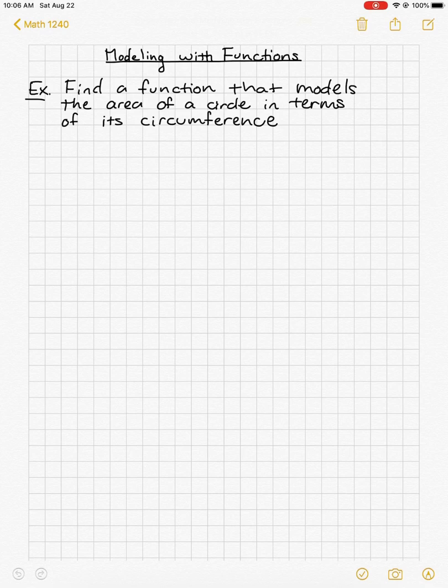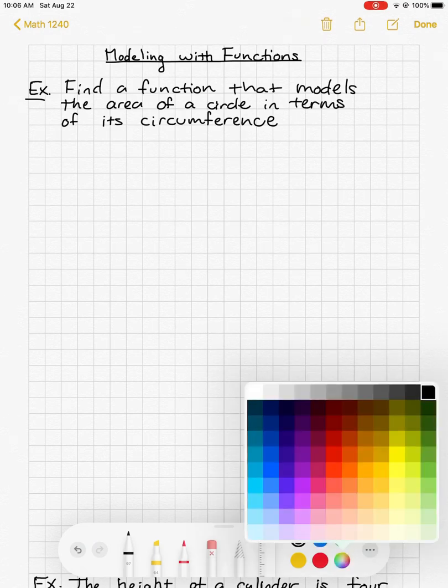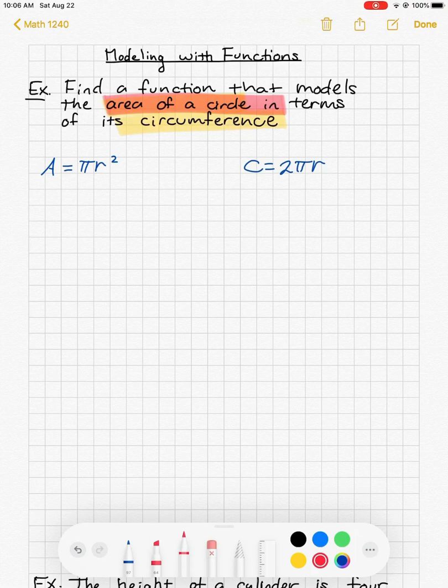Okay. So here's the question. Find a function that models the area of a circle in terms of its circumference. The first thing I would probably do is just write out these formulas. If I'm dealing with a circle, the area is pi r squared. The circumference is 2 pi r. So what I'm looking for is the area. Find a function that models the area of the circle. But right now, what I have is the area in terms of the radius.